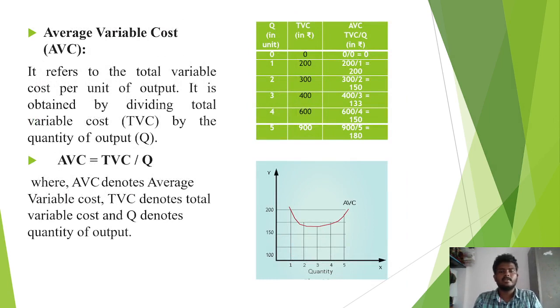Average variable cost. Already we know what variable cost is. Variable cost varies as the quantity increases. Here by dividing by the quantity we can get the average variable cost. Here we can see in the graph that when the quantity increases, the cost decreases, and at some point again it increases.